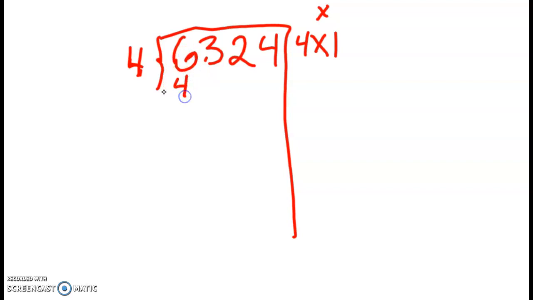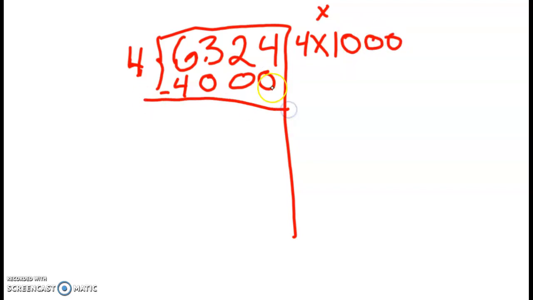And we subtract 4. Now, we're not multiplying by 1 because we have 1, 2, 3 place values that we have to make up for. 1, 2, 3 place values. So really we're subtracting 4,000 and multiplying by 1,000. We then subtract, and we're left with 23.